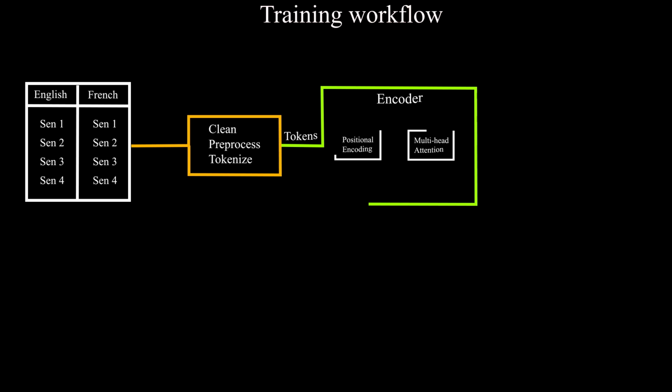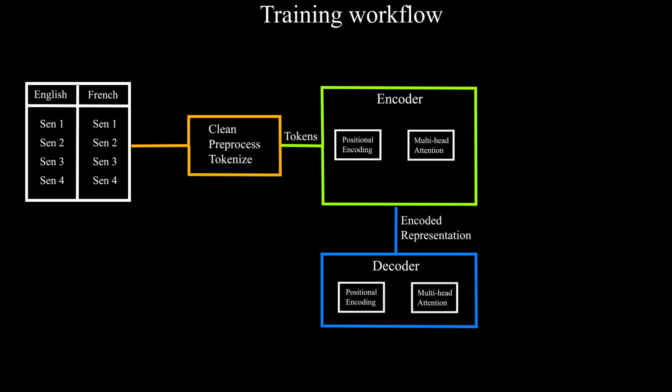Now, let's understand the workflow we will follow to create and train a transformer for language translation. Firstly, we'll obtain a sample of English sentences and their corresponding French sentences. We'll then clean, pre-process, and tokenize them. These tokenized sequences will be fed into the encoder to obtain the encoded representation of the inputs, which will then be used as input to the decoder.